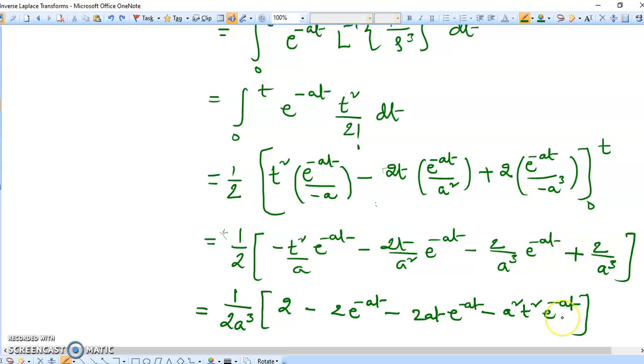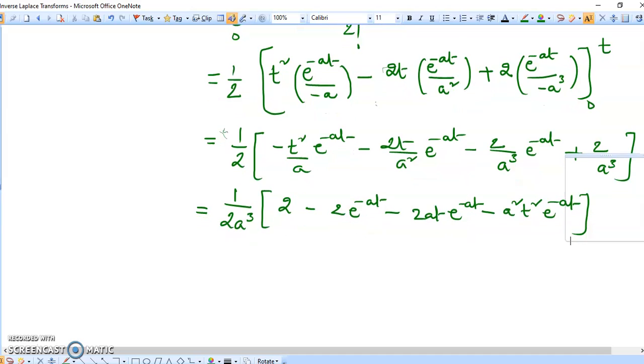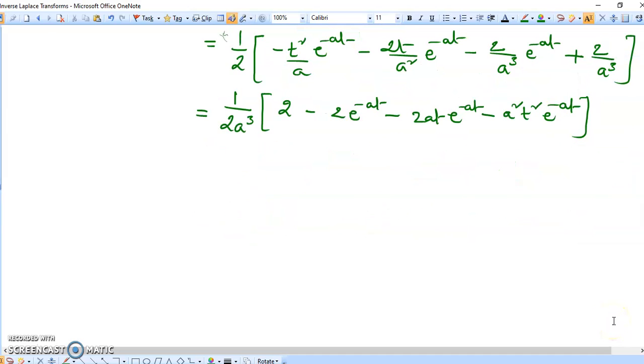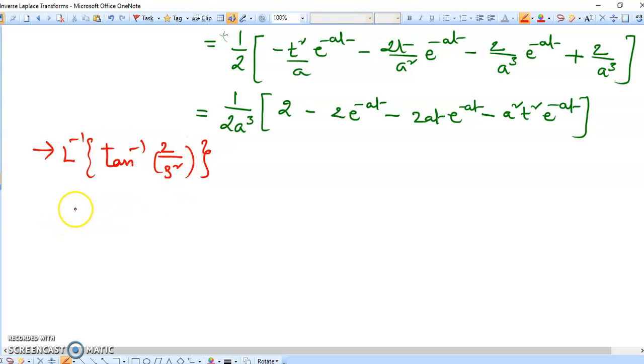Now let me show you one more example using some of these techniques that we have discussed to find the inverse Laplace transforms. Let us take one more example. Suppose I would like to calculate the inverse Laplace transform for tan inverse of 2 by s square. There is no direct formula to find the inverse Laplace transform for tan inverse. So let us assume this is my f bar of s, because inverse Laplace transform is applied to a function of s. So my f bar of s is tan inverse of 2 by s square.